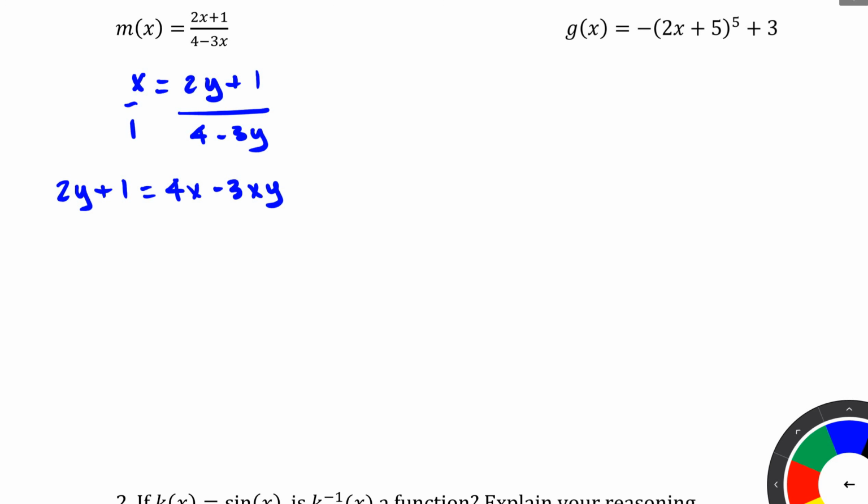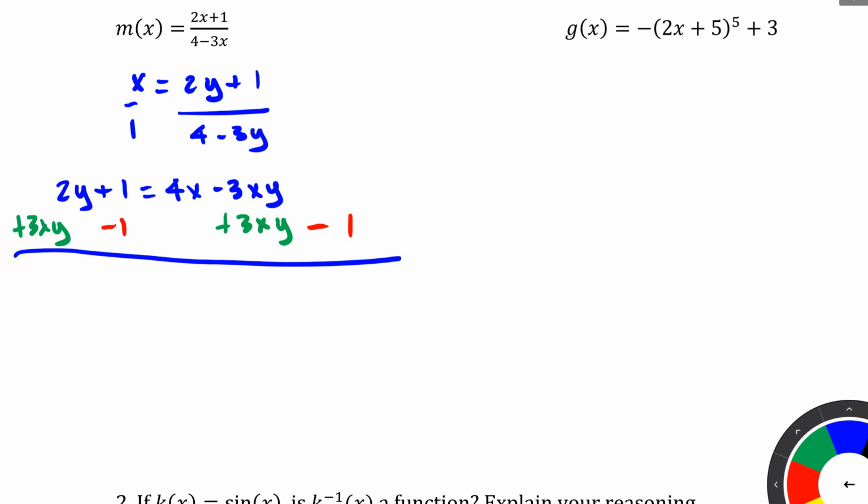Now I know in class we said that we were comfortable with this, but let me use some color here just to make sure that we're all comfortable with exactly what I'm doing. So I'm taking the 3xy and I'm going to add it to the other side. And I'm going to take the 1 and I'm going to subtract it to the other side. By doing that, on the left-hand side, the 1 no longer will be there, but I will be left with 2y plus 3xy. On the right-hand side, the 3xy is going to cancel, so I'm going to be left with 4x minus 1.